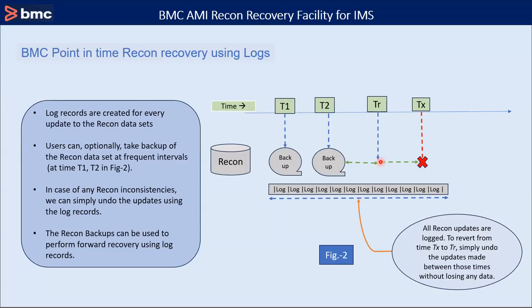In case your RECON is not readable, say for example there was a cyber attack or something that messed up the RECON completely, in that scenario, if you have a backup, say at T1 or T2, we can take that backup and apply the logs starting from T2 up to Tr and actually rebuild the RECON data set. So we have both options here: either back out the existing one, or rebuild the RECON data set using an earlier copy. So this is what's done within this feature.